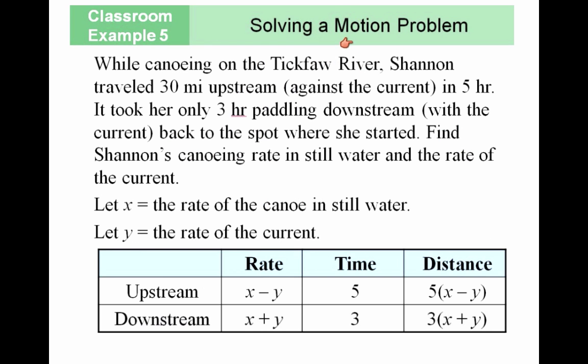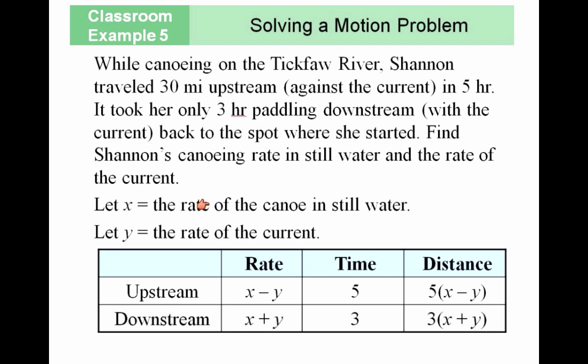So another example, solving a motion problem. While canoeing on Tikva River, Shannon travels 30 miles upstream against the current in 5 hours. It took her only 3 hours paddling down the stream with the current back to the spot where she started. Find Shannon's canoeing rate in still water and the rate of the current.